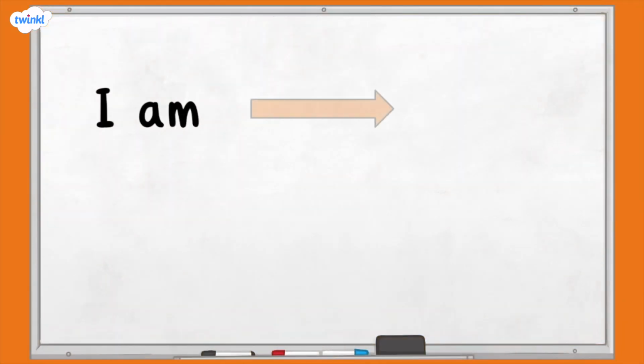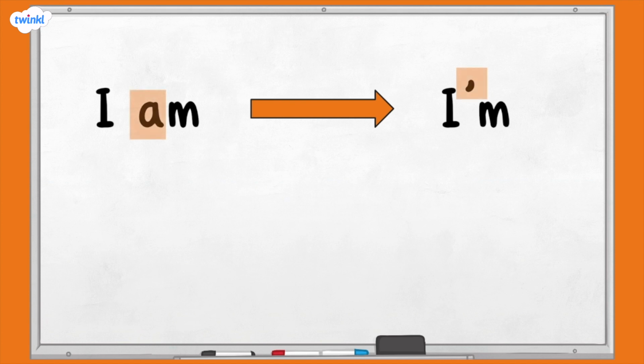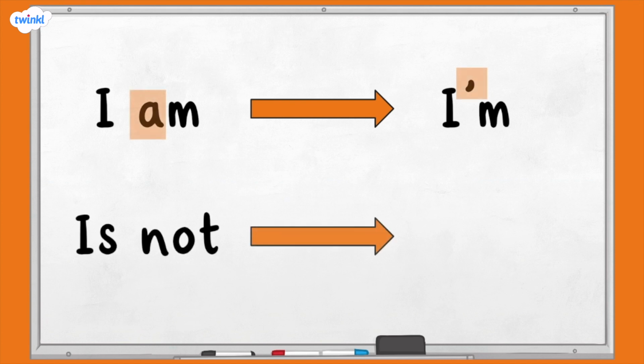I am can be shortened to I'm by replacing the a with an apostrophe. Is not can be shortened to isn't by replacing the o in not with an apostrophe. The two words are put together and a letter is omitted, usually a vowel. We put an apostrophe where the letter has been missed.